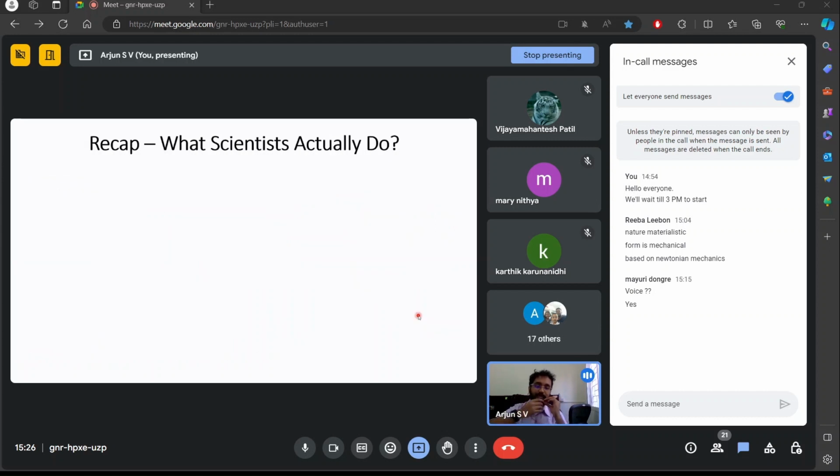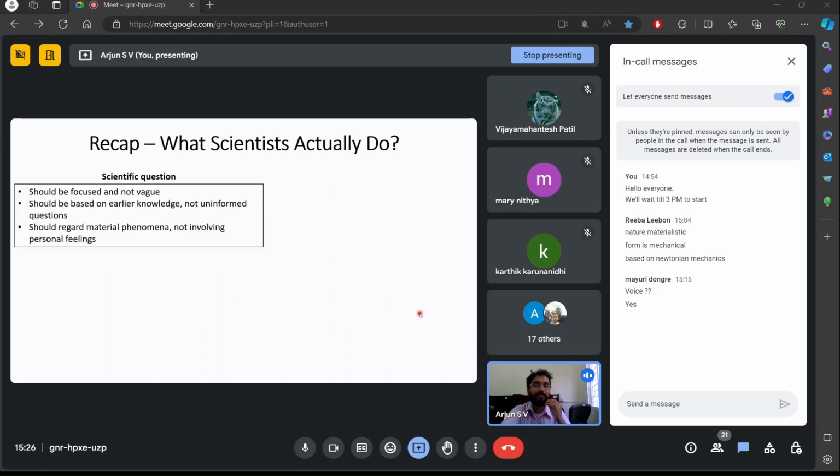So, in the last part of the lectures of week 4, the lecturer focused on the topic of what scientists actually do. He says that scientists focus on formulating meaningful questions, not very vague questions, and then they try to answer them using specific rules and regulations. He started by asking what a scientific question is, and how a scientific question is framed.